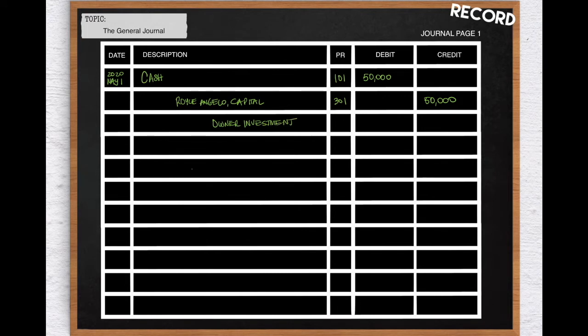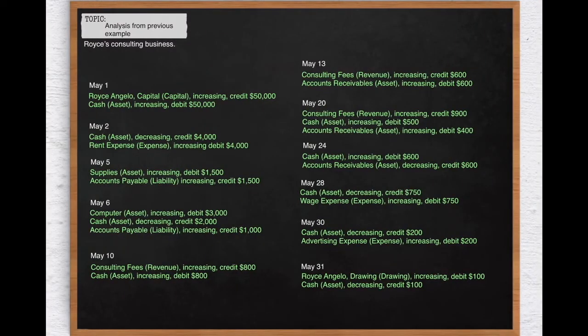Notice that I indented from the credit account. So you want to always indent. The debit is not indented, the credit is indented from the debit, and the quick description of what's going on in the business transaction is also indented from the credit.